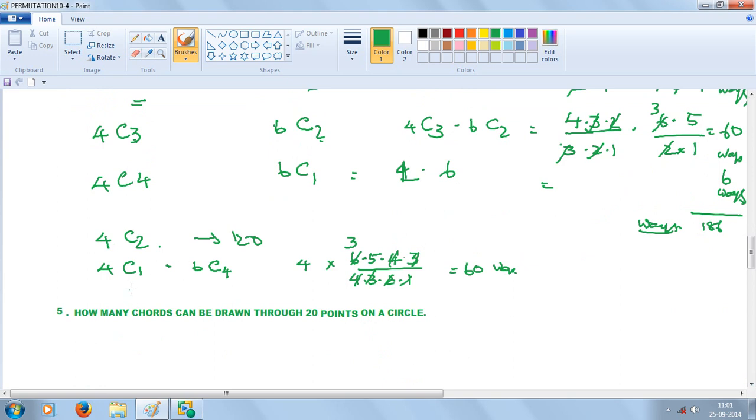So can it be 4C0? Yes. 4C0 is 1, multiplied by 6C5. 6C5 is 6, just 6 ways. So if you work out these 3 also, you get the same answer.